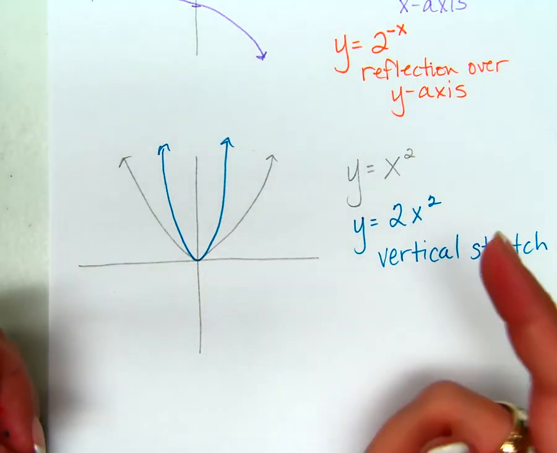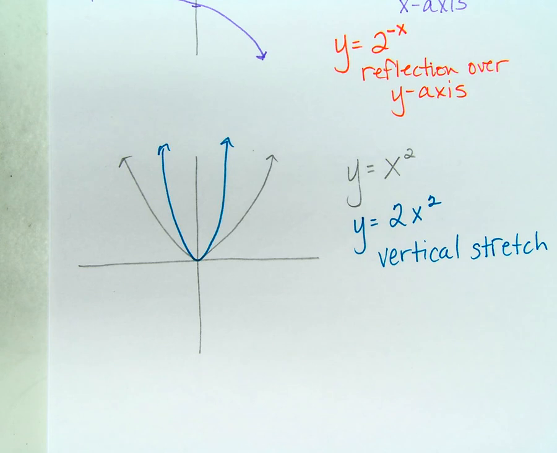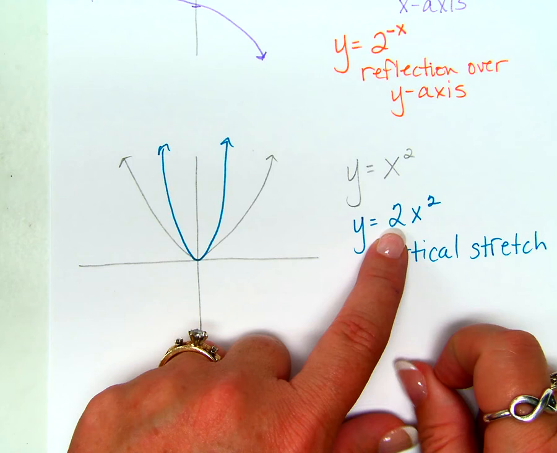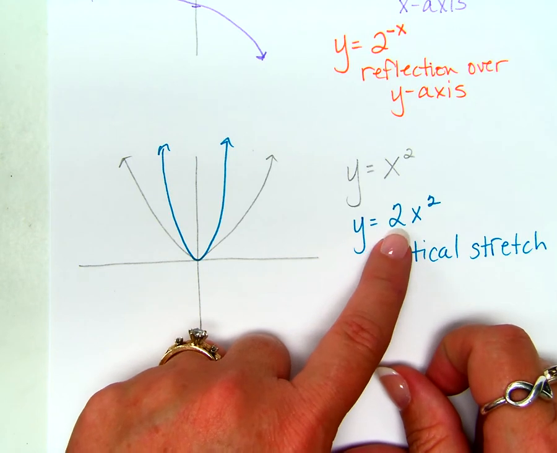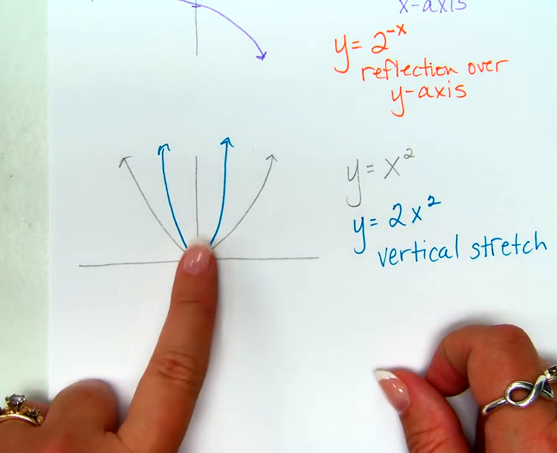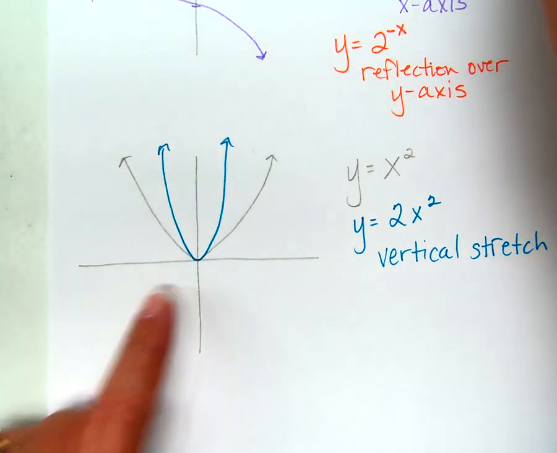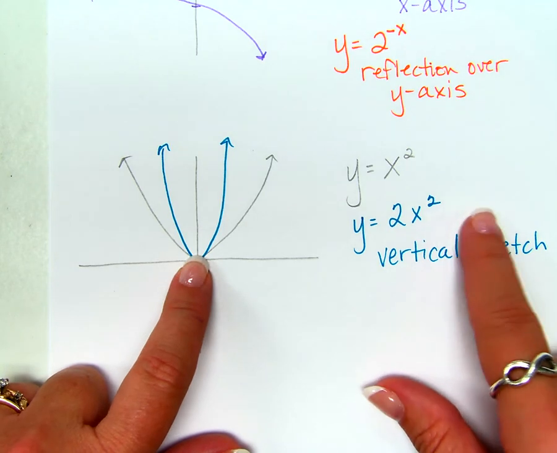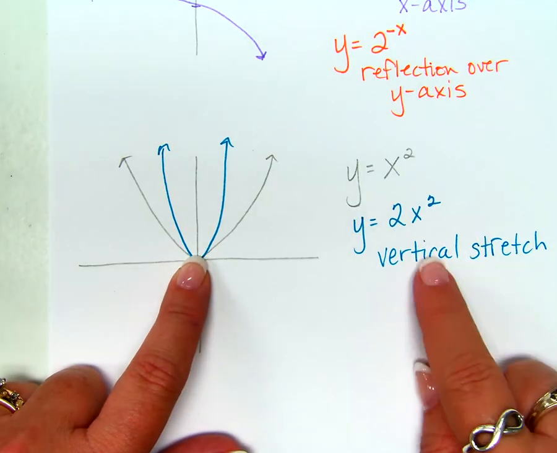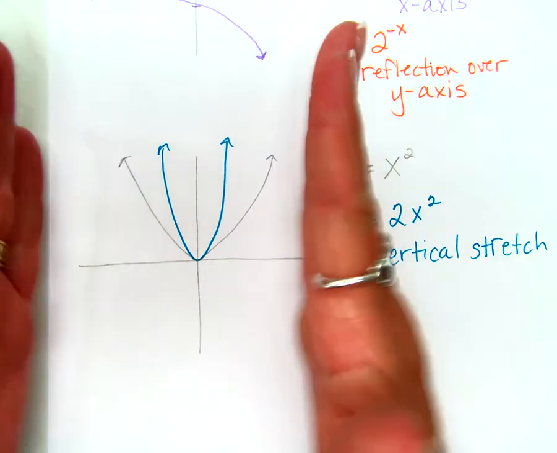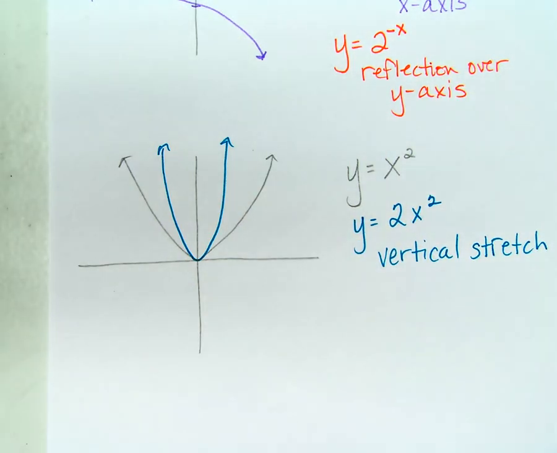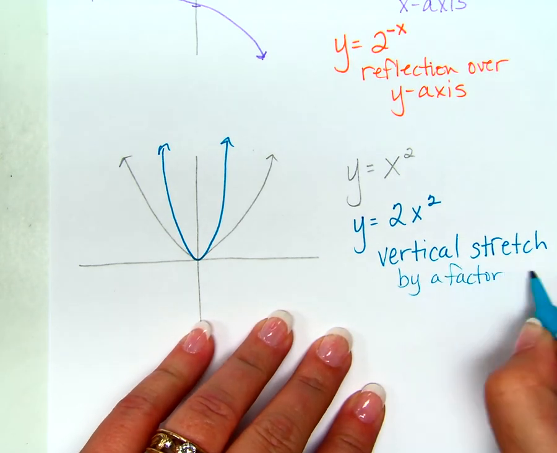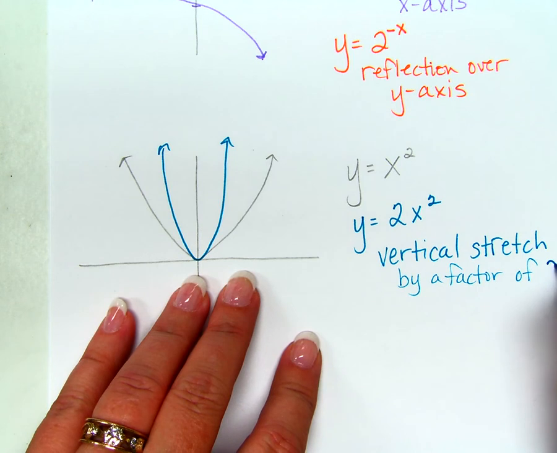The only way you can tell the difference, whether it's a vertical stretch or a horizontal compression, is by looking at the equation. Where is this 2? It's on the outside. If it's on the outside, it is a vertical change. I took a point and just stretched it vertically. It doesn't change where it starts because there's no shift here. That's how I know it's a vertical stretch and not a horizontal compression. So it's a vertical stretch by a factor of what? 2.